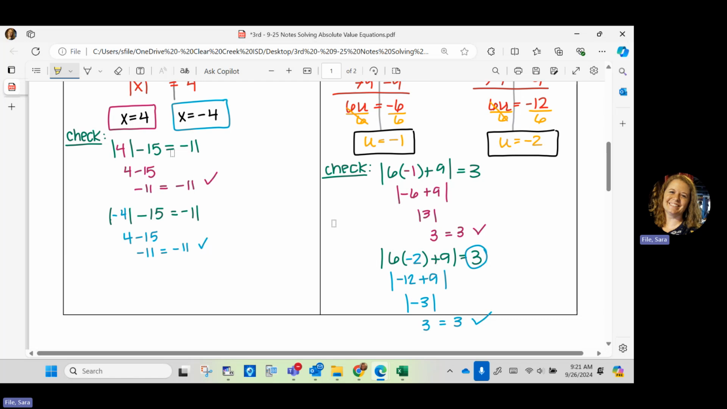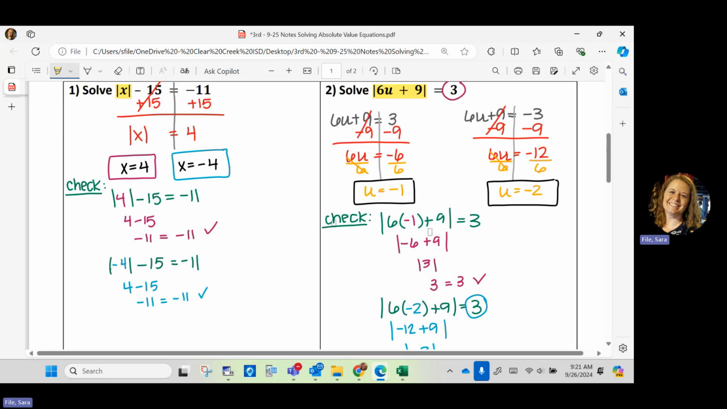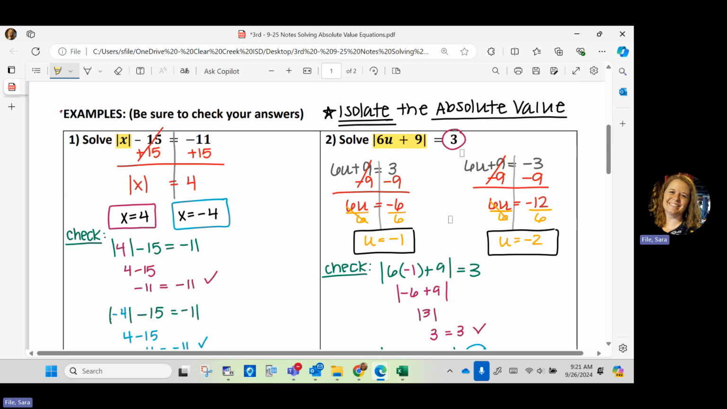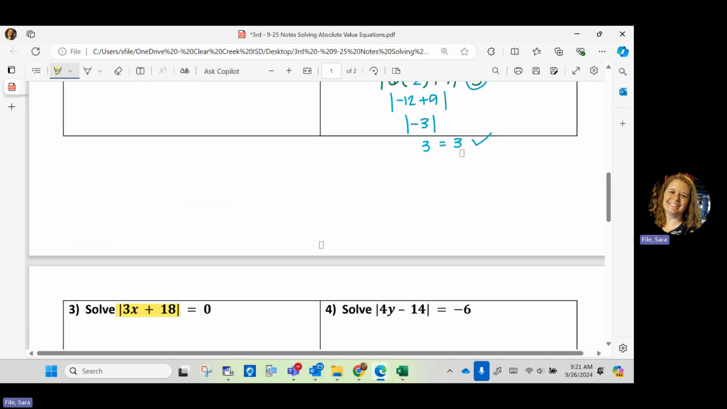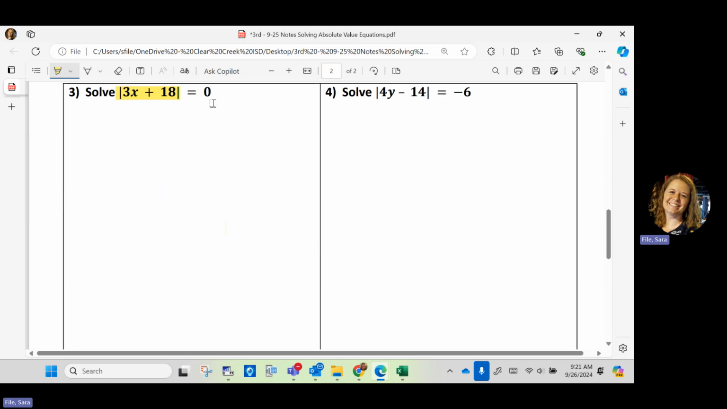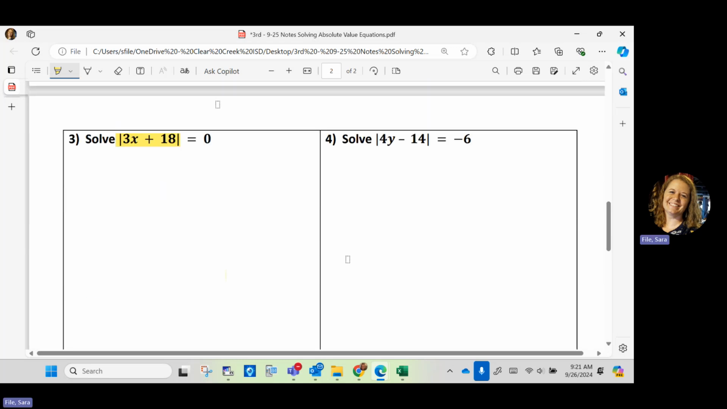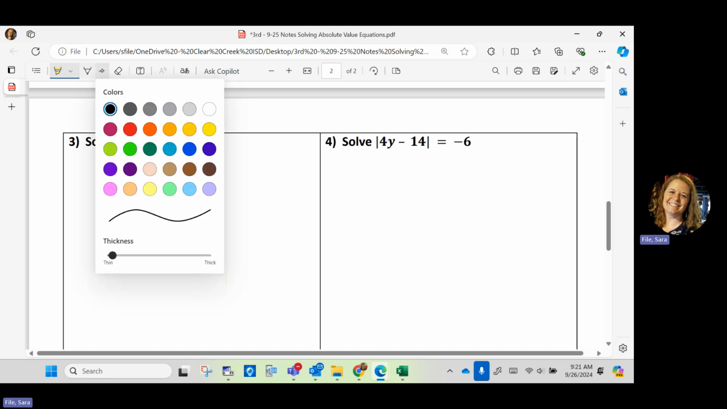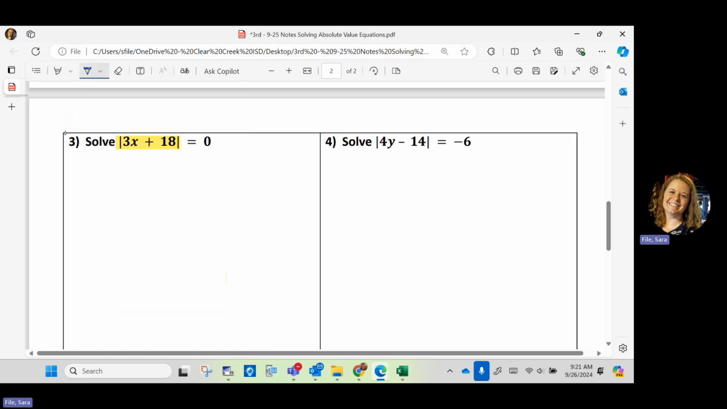So on the front, when I isolated, I had equals 4 and equals 3. And so I was able to split those to +4, -4, +3, -3. Can I split a 0 to +0 and -0? No, that's what's different here. This is a special case because this is set equal to 0. So I'm going to make a little side note up here. 0 does not have a sign. 0 is not positive or negative. So there is only going to be one solution.